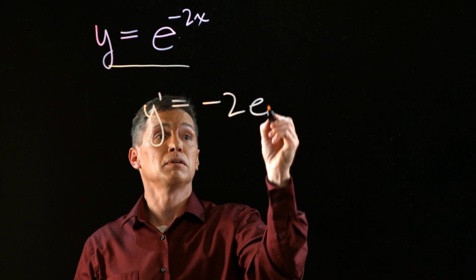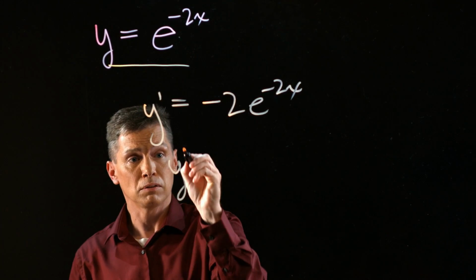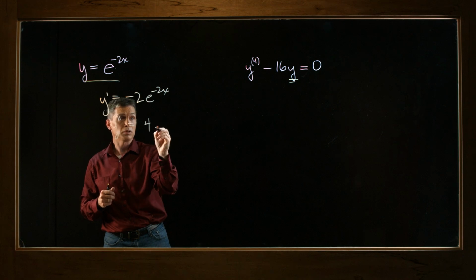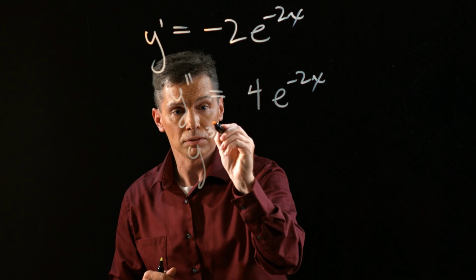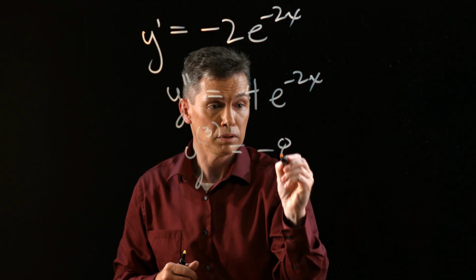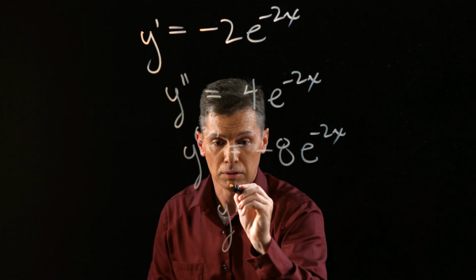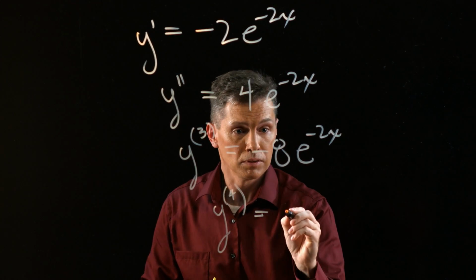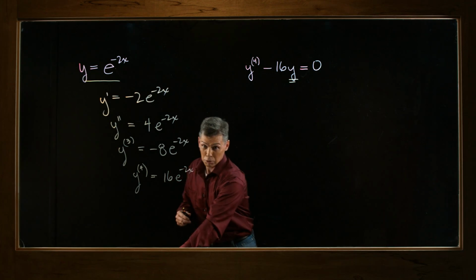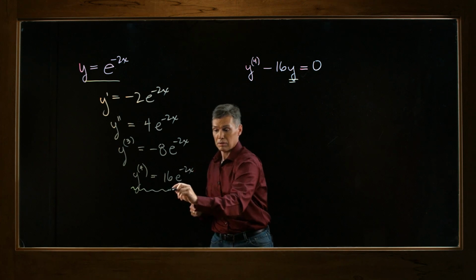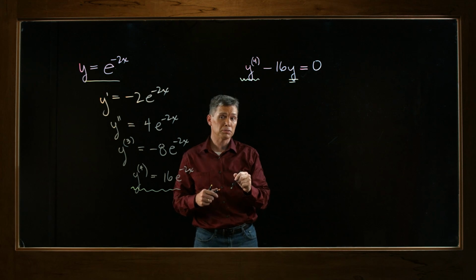The derivative here is minus 2e raised to the minus 2x. The second derivative, 4e to the minus 2x. The third derivative, minus 8e to the minus 2x. And the fourth derivative, 16e to the minus 2x. So we've gotten to the point where we have that fourth derivative of y, so that we're going to be able to plug it into the original differential equation.